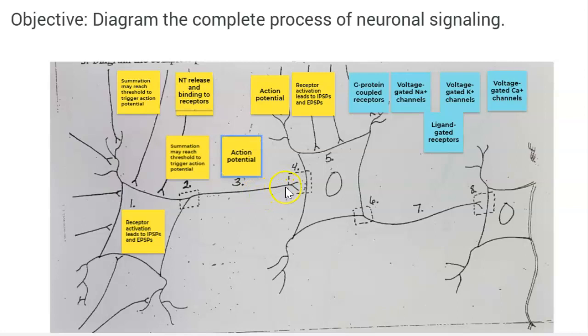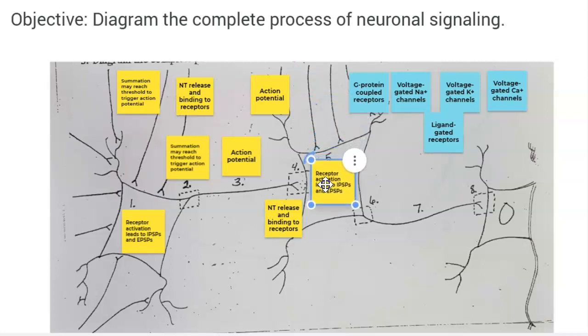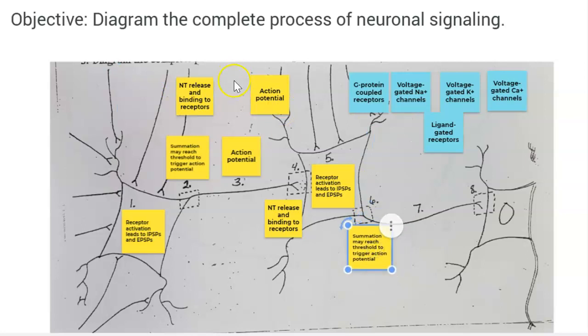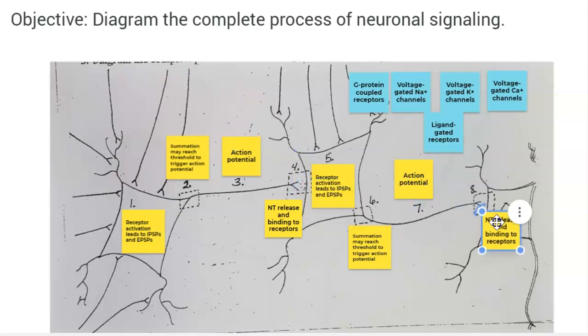And then once the action potential gets down to the end of the axon, that is going to trigger the release of the neurotransmitters into the synaptic cleft, and then those neurotransmitters are going to bind to the receptors on the postsynaptic membrane. Then at this point, you basically start over, where those receptors being activated change the membrane potential and give you an inhibitory or excitatory postsynaptic potential. So you start all over again at number 5. Those will all add up. You may get an action potential if it reaches threshold, and then that will cause neurotransmitter release onto this last neuron here.